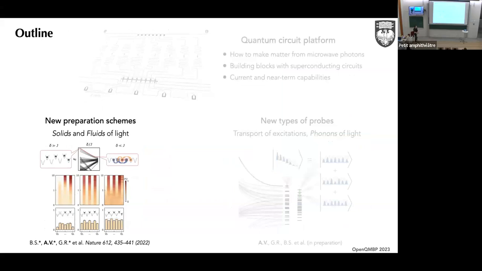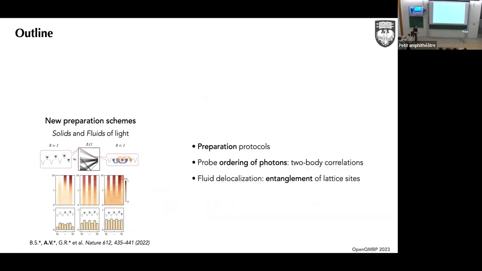I finished what were the building blocks for our circuit platform. So let me cover some experiments where we go through several schemes of using some of the imperfections I mentioned before to prepare solids and photon fluids. I'm going to describe certain preparation protocols and how we're actually, in the fluid specifically, going to probe the ordering of photons by looking at two-body correlations and also entanglement between lattice sites.